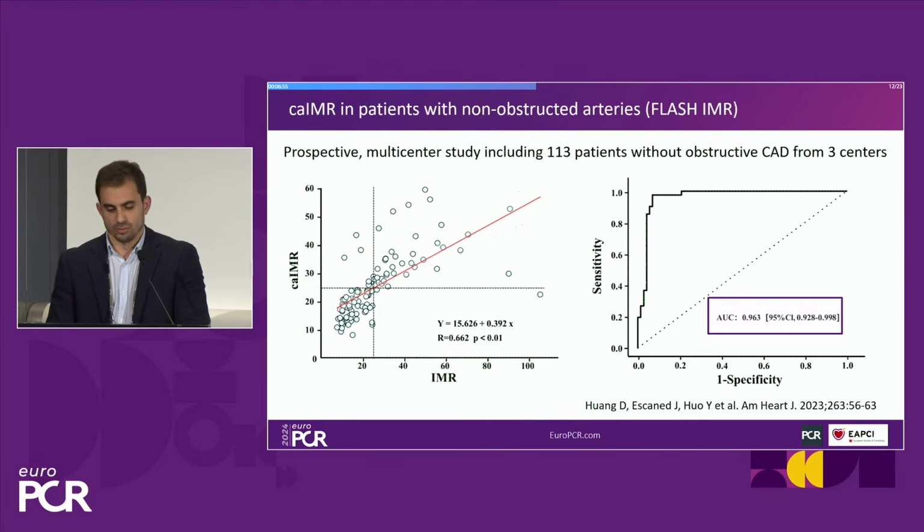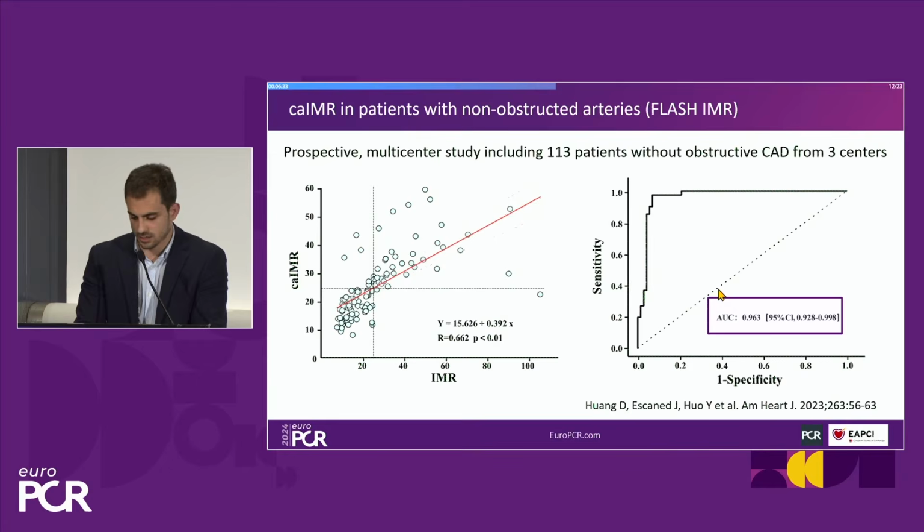Other approaches to validate the use of angio-based microvascular resistance indexes in patients with normal coronary arteries has been the FLASH IMR study that compared invasive IMR with Ka-IMR, also with a good correlation and also good sensitivity and specificity.